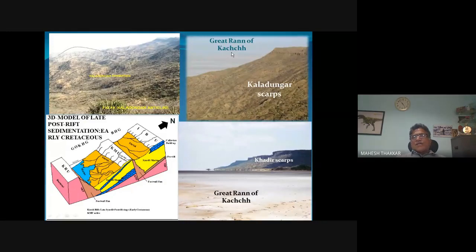Now, coming down a little bit to the south, to the Island Belt Uplift. So this is the nature of the Island Belt Uplift along the Island Belt Fault. Here this is north and this is south. This Island Belt Uplift, this is Kaladungar Scarp, and here it is Khadir Scarp. This IBU, that means Island Belt Uplift, has the sediments and the basin block, which is tilted towards the south, and the scarps are facing towards the north.